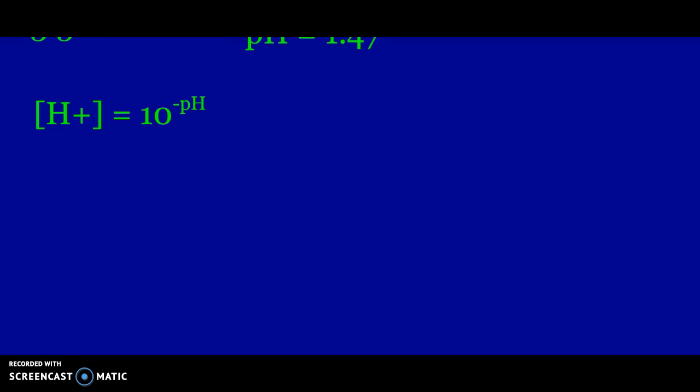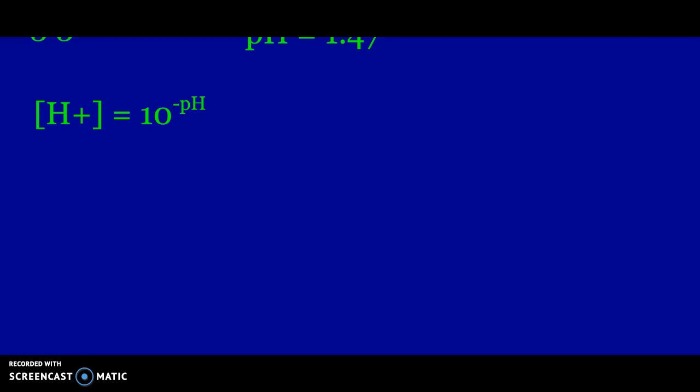Now, let's say we're given the pH and we want to know what the hydrogen ion concentration is. Oh my God, how do I do that, Mr. Nolan? Well, here's how it goes. If we're given the pH, to get the hydrogen ion concentration, all we need to do is make the calculation. Hydrogen ion concentration is 10 to the minus pH. So it's an exponent, 10 to the exponent negative of whatever the pH is.